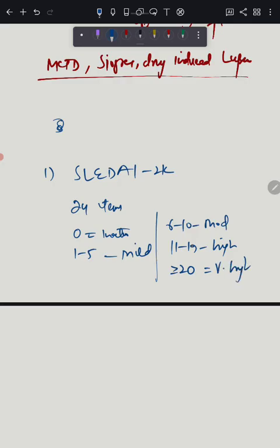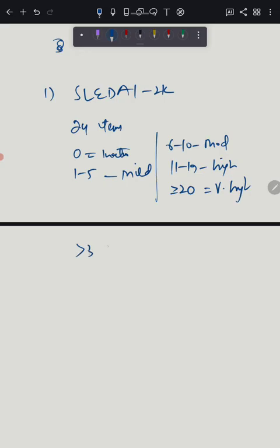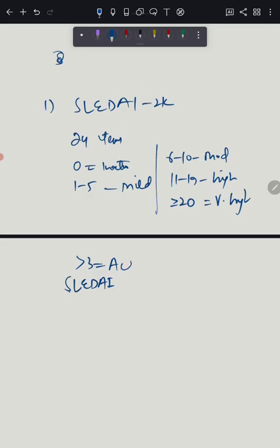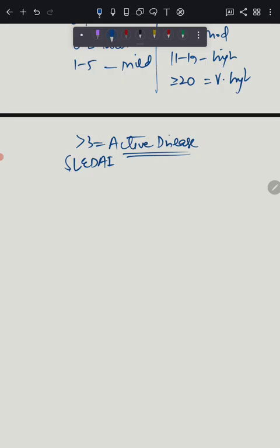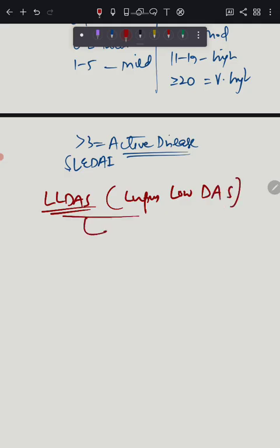If SLEDAI, the SLE Disease Activity Index, is greater than or equal to 3, then this is active disease. And there's a term called LLDAS, that is lupus low disease activity state. That is the treat-to-target anchor.